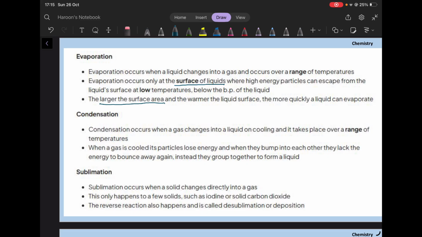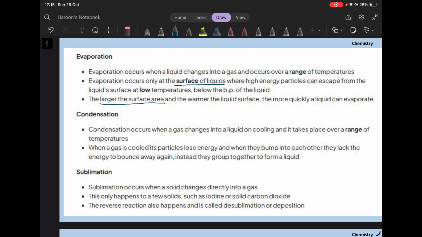But for boiling, because it occurs throughout the substance, it doesn't really require specifically a larger surface area. Of course, when there is a larger surface area, or when there are more water particles, there is a good chance of greater boiling as well. But for evaporation, we actually need a larger surface area for there to be greater evaporation.